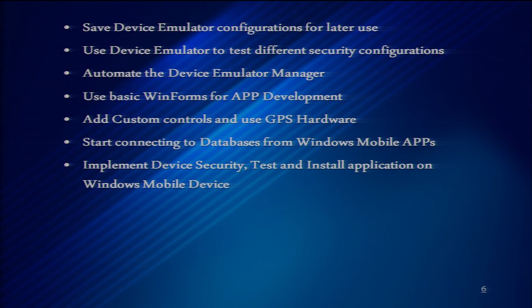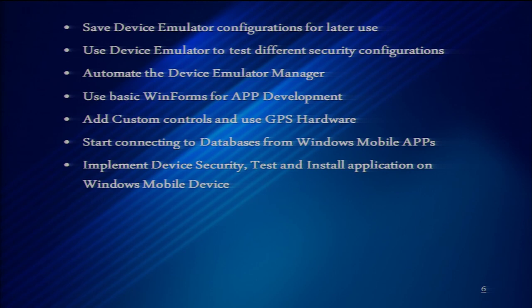Use the device emulator to test different security configurations. Security is very important, and your mobile app is expected to meet the security standards that are laid out by the corresponding mobile operating system's manufacturer. If not, you will not be able to publish your mobile app on the corresponding device. Then automate the device emulator manager. Use the basic WinForms for mobile app development for Windows Mobile. Then add the custom controls and use GPS hardware.